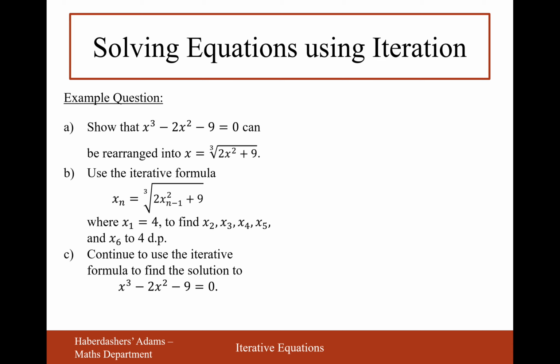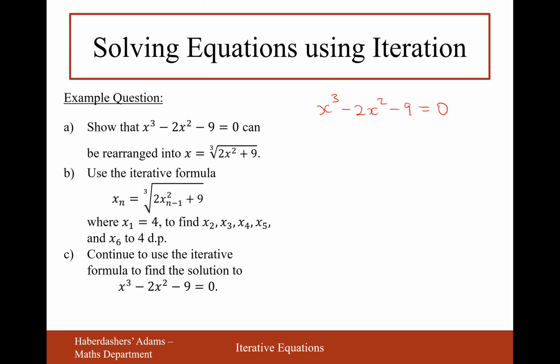Let's have a go at another one then. Maybe what you might want to do if you're feeling confident with this is pause the video and have a go through sections A, B and C. I'll now go through it myself. So we're going to start with x cubed minus 2x squared minus 9 equals 0. It always starts off with one of these rearrange part A's, and then it's part B for the calculator and part C for the calculator.